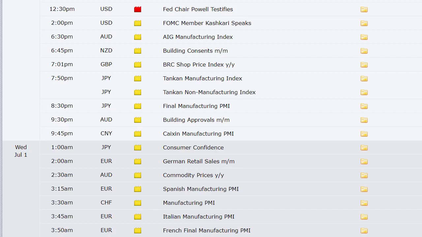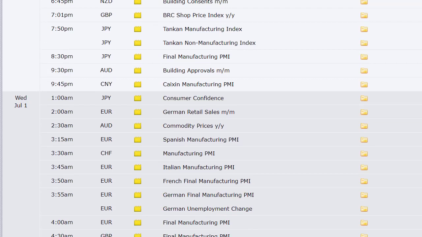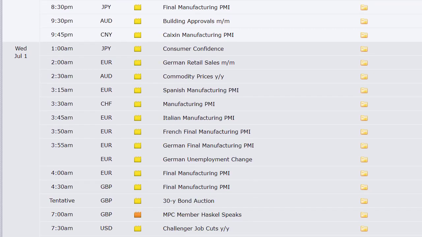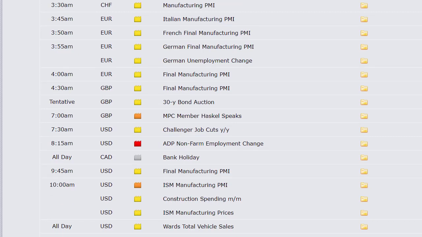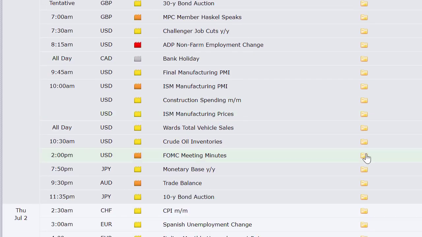Going into Wednesday, consumer confidence out of Japan at 1, German retail sales at 2, commodity price index at 2:30, Spanish manufacturing PMI, then Swiss, Italy, France, Germany, broad European sector in the UK between there and 4:30 a.m. Eastern Time. 30-year bond auction out of Japan. Challenger job cuts here in the U.S. ADP non-farm employment change. Canadian bank holiday for Wednesday. Final manufacturing PMI here in the U.S.